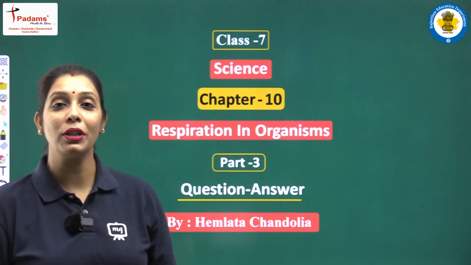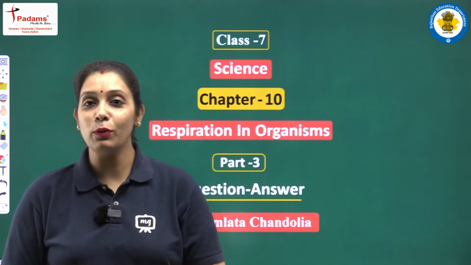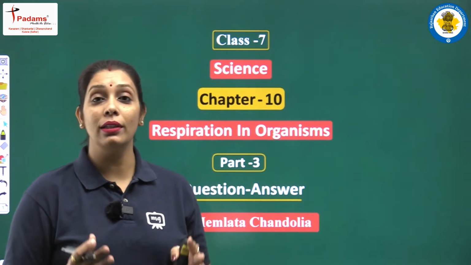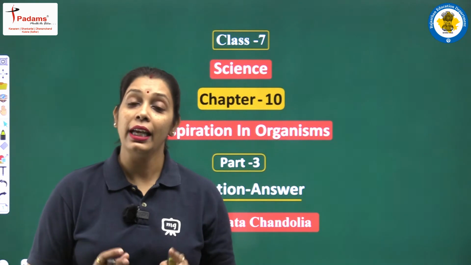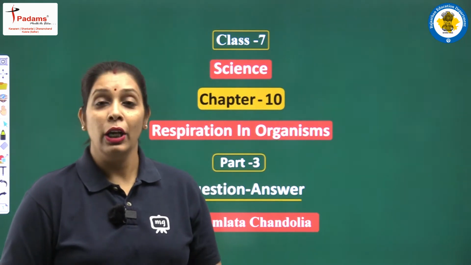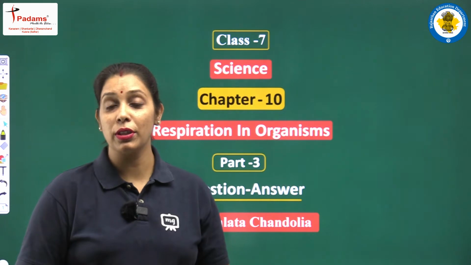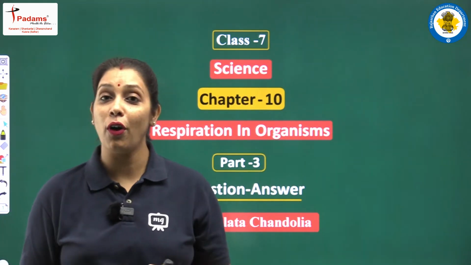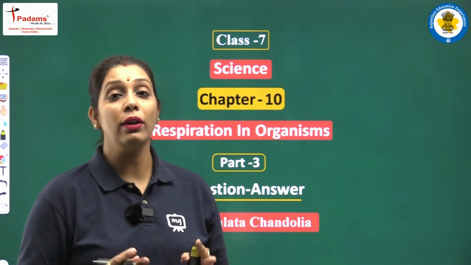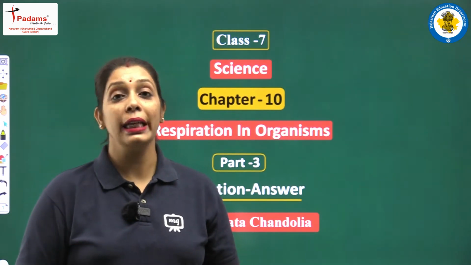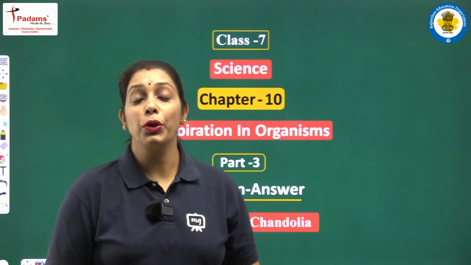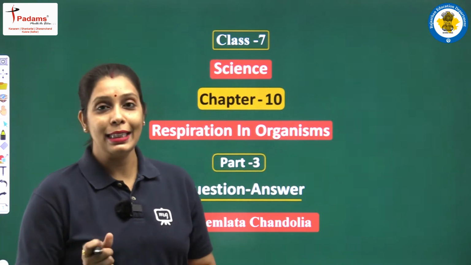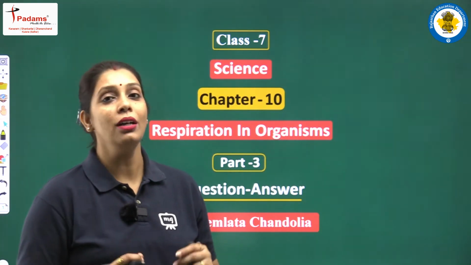Students, today we are going to complete chapter number 10 of class 7 science, that is respiration in organisms. In this chapter we learnt about respiration and breathing and the differences between both of them. We learnt about the human respiratory system and we discussed respiration in other animals like cockroach, fish, frog, isn't it? And students, we also learned about respiration in plants. Today we are going to discuss the question answers of this chapter which are given in our textbook. So let's begin today's session with question number 1.